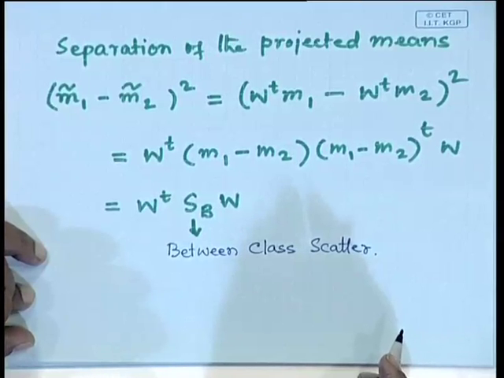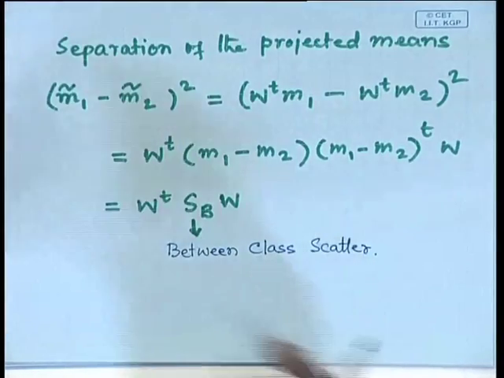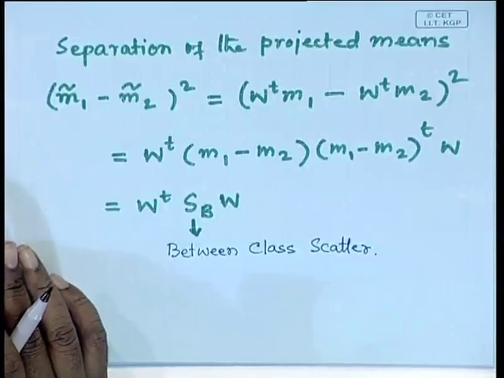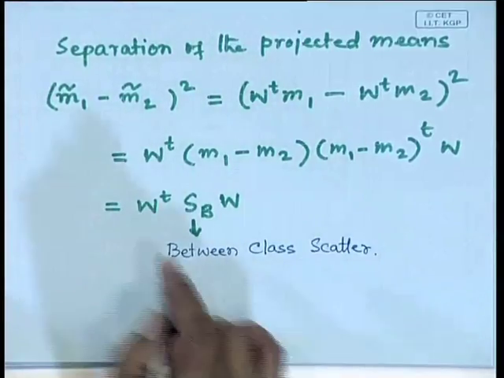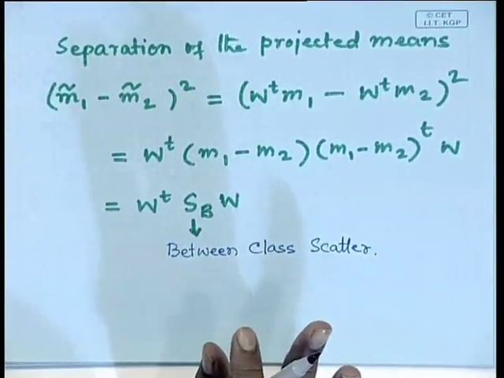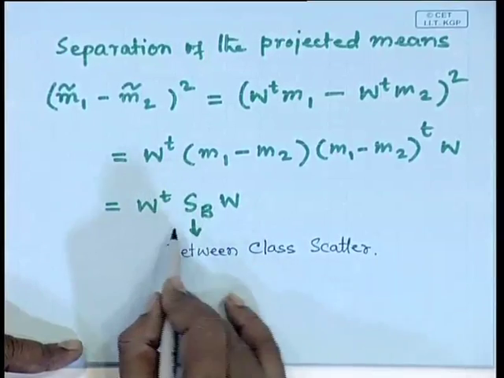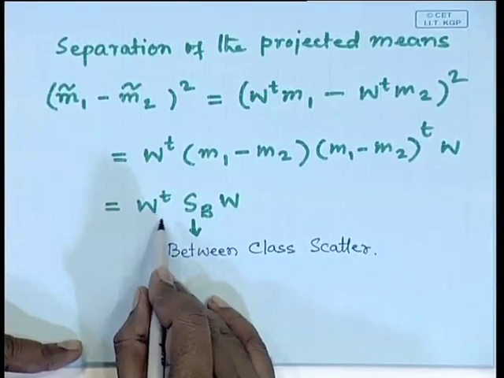Now, we will find that this S W, or within class scatter, is symmetric and positive semi definite, and so is this between class scatter S B. That is the property of these scatter matrices.